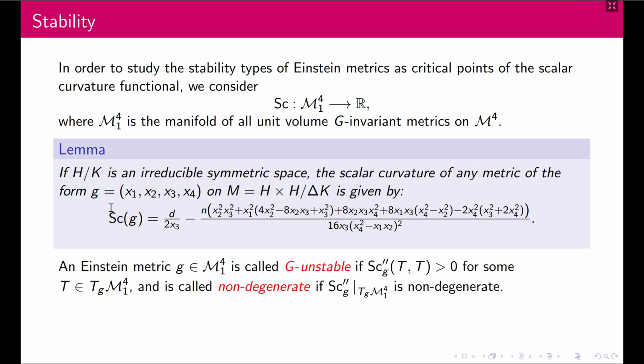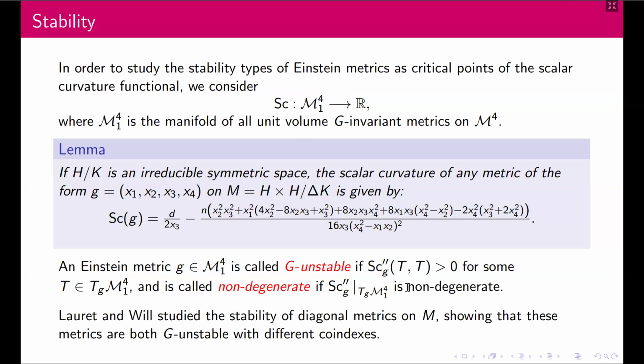We say that an Einstein metric is going to be called G-unstable if we find a positive direction on the tangent space of this manifold for the Hessian of this functional, and it's going to be called non-degenerate if the Hessian is non-degenerate when restricted to the tangent space of the unit volume G-invariant metrics of this form.